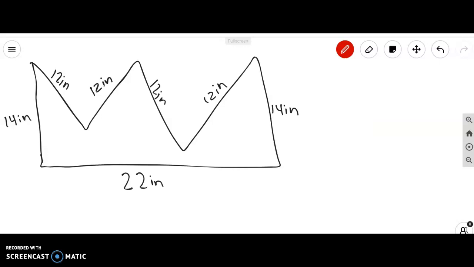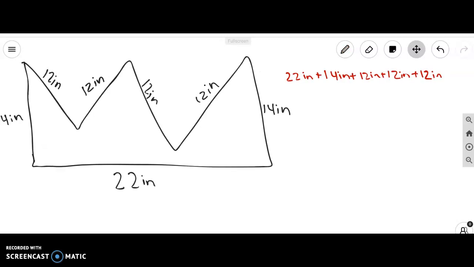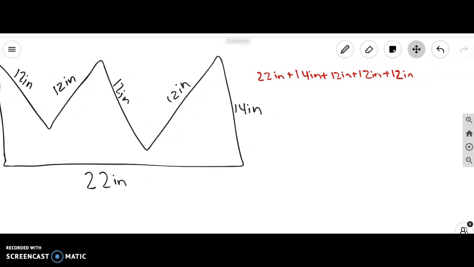So let's go ahead and write our equation. We have 22 inches plus 14 inches plus 12 inches plus 12 inches plus 12 inches plus 12 inches plus 14 inches. Whew. So these are a lot of numbers. So how are we even going to solve these numbers?